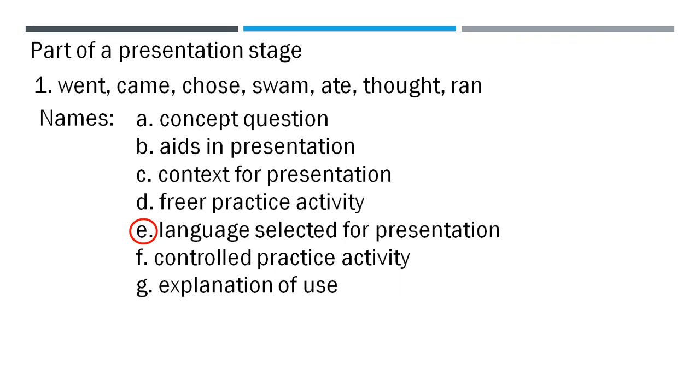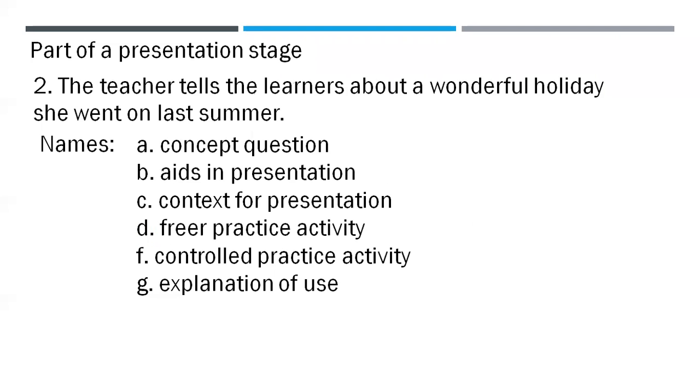You can already notice that these are the past forms of irregular verbs. Okay. Next part of the presentation. A teacher tells the learners about a wonderful holiday she went on last summer. What is this? Choose the correct name for it. And the right answer is C. Context for presentation. You are creating the context for your presentation.